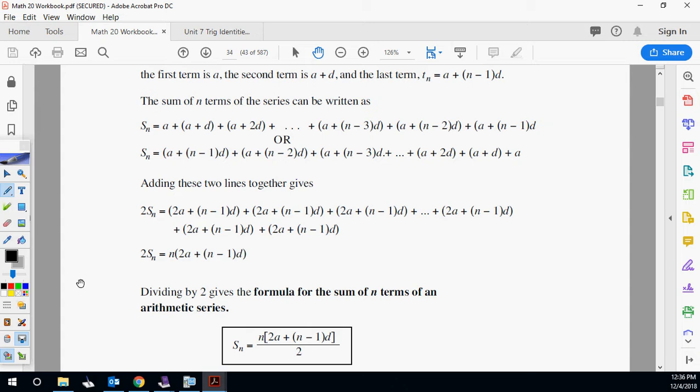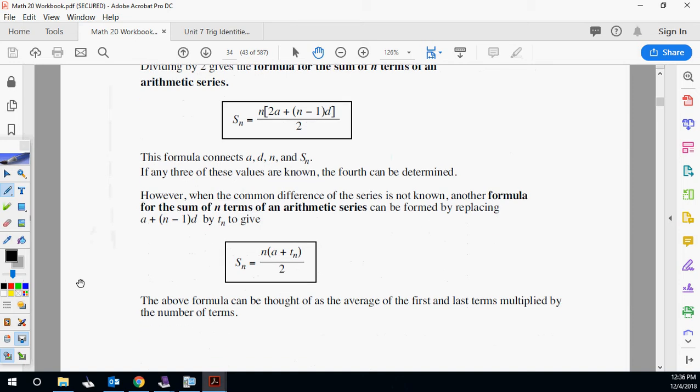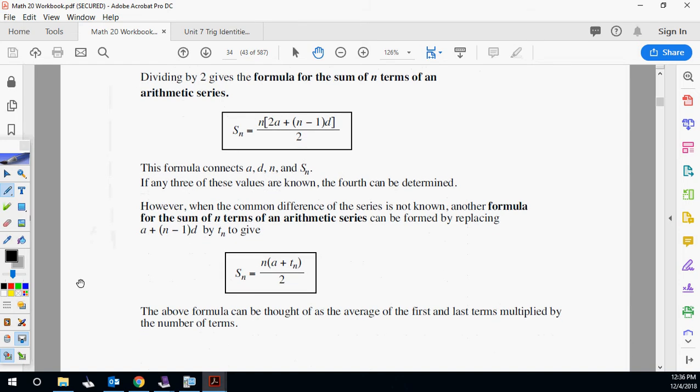Well, when it comes down to it, instead of just going through this proof with you, you're going to get this formula, so you don't need to memorize it. You get this formula for all tests and the final. It's going to be sum is n. What does n stand for? Term number. 2a, what does a stand for? Start. n again, term. d, common difference, over 2. So you just plug all those values into that formula, and it'll get you the answer.